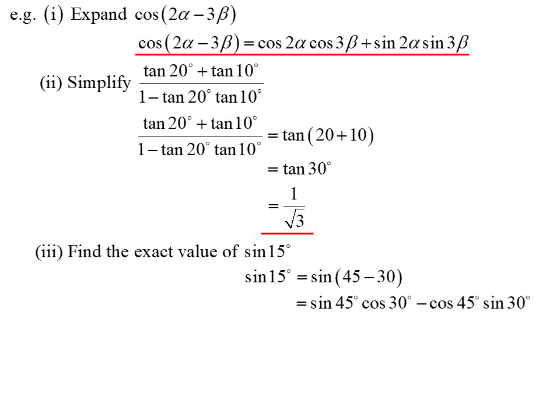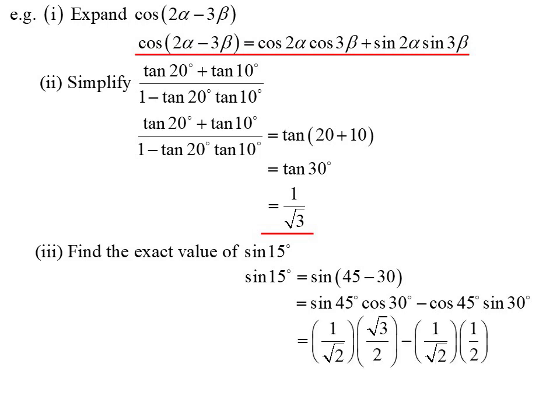So sine cos, cos sine. If it's the sine, it's the sine. Now I'll substitute in my exact values that I know for those, tidy it up, and there's an answer. Root 3 minus 1 on 2 root 2.